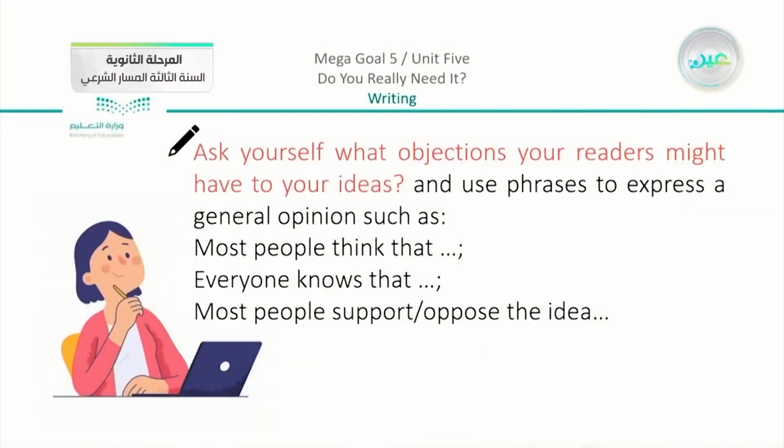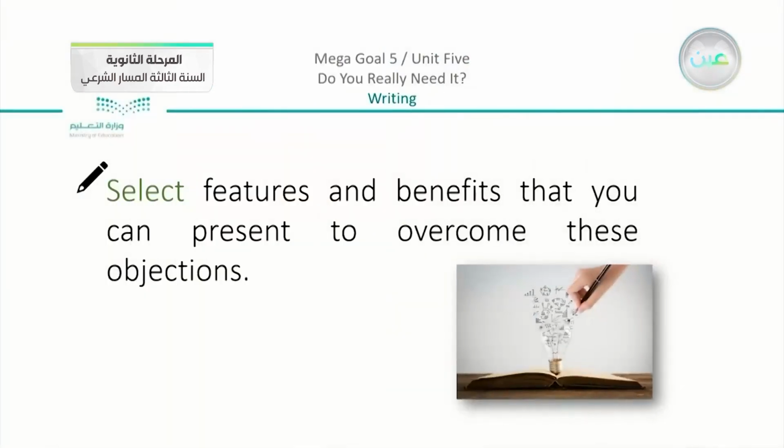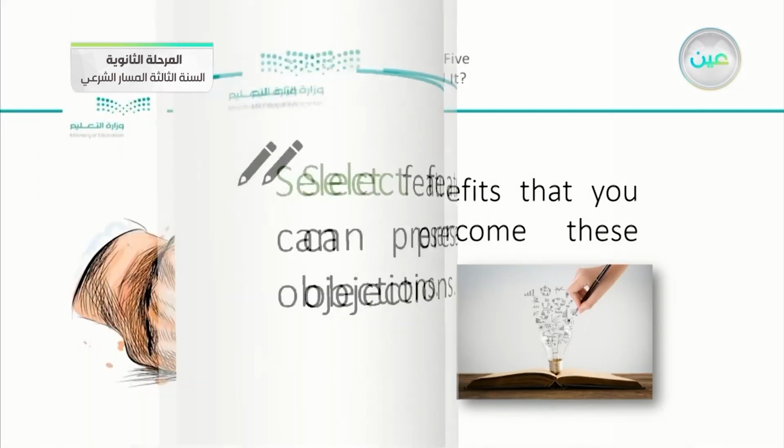Ask yourself what objections your readers might have to your ideas. Now, keep in mind that there are going to be people that object and disagree with your idea. And use phrases to express a general opinion, such as, most people think that, everyone knows that, most people support, oppose the idea. So here we are giving a personal idea or a personal opinion and also a general opinion. Select features and benefits that you can present to overcome these objections.